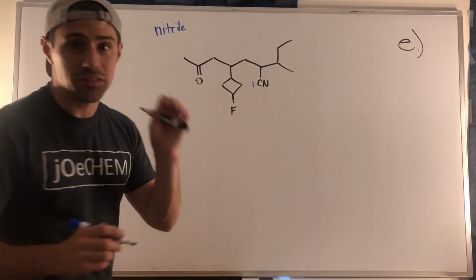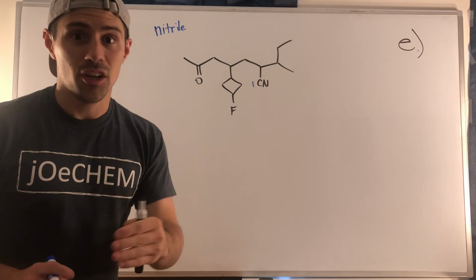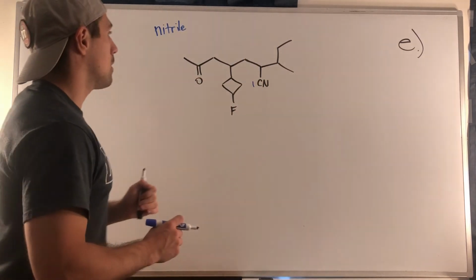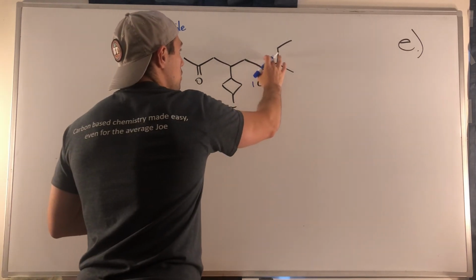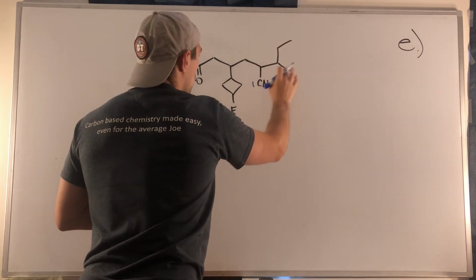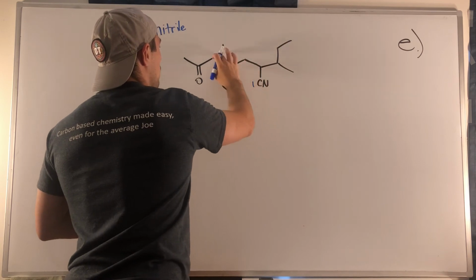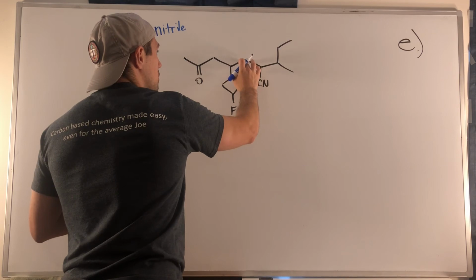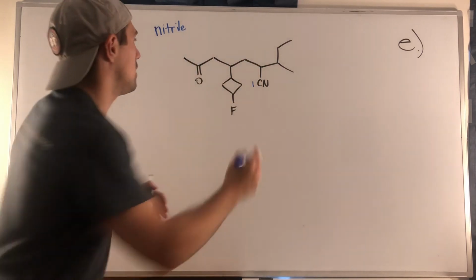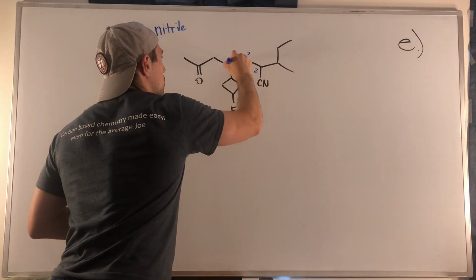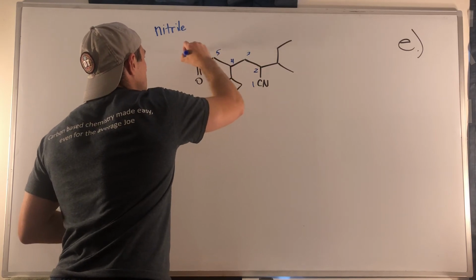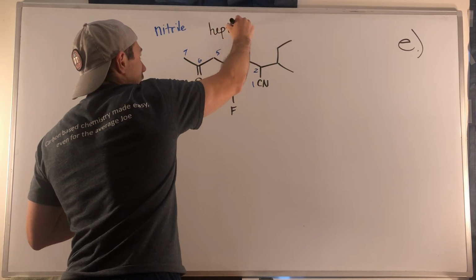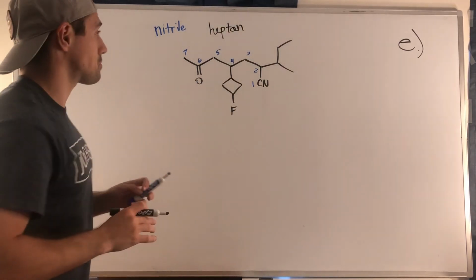This carbon, that's carbon number 1. And from there, we're going to find our longest chain that includes this nitrile. So 1, 2, 3, 4, 5, 1, 2, 3, 4, 1, 2, 3, 4, 5, 6, 7, and 1, 2, 3, yeah, so it's the 7, right? 2, 3, 4, 5, 6, and 7. So we have a heptane derivative, okay?